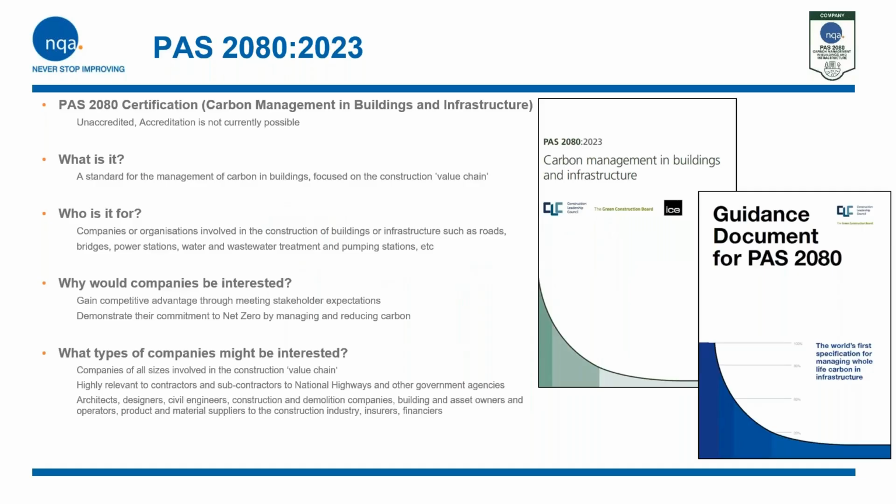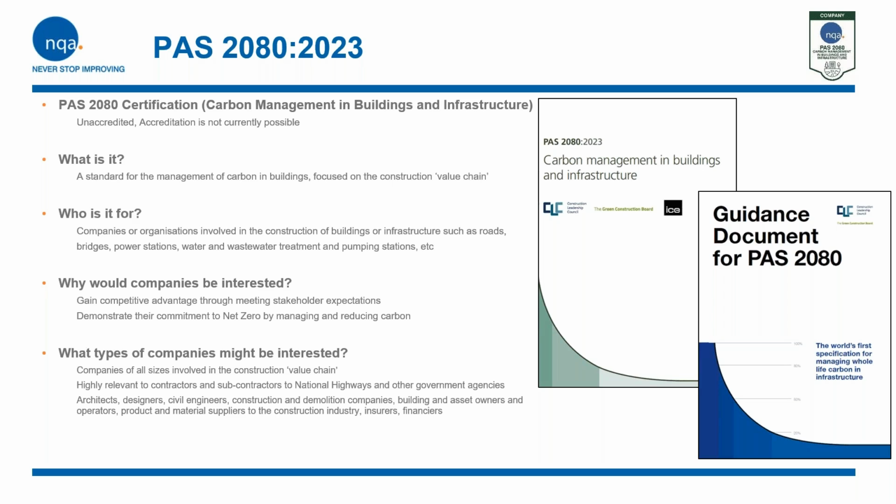Just a bit of context and introduction first. PAS 2080, this is what it looks like, the green one, combined with a guidance document, which is the blue one. These can be obtained easily. If you search for them, you'll be able to find them and download them online. It's titled Carbon Management in Buildings and Infrastructure. There's a distinction between the two, which I'll cover shortly. It's a 2023 version of the standard that we're working with now. NQA offer independent third-party verification to PAS 2080. We don't offer accredited, in other words UKAS accredited, verification, because at the minute UKAS do not offer the capability for us to become accredited. But as with all things at NQA, if we offer unaccredited services, we organise them as if they were accredited.